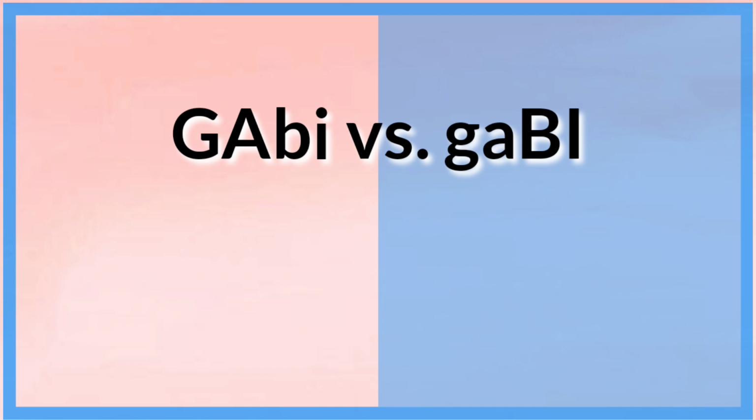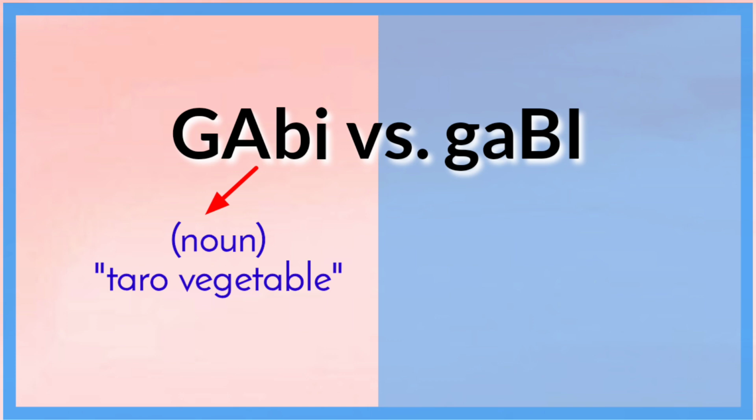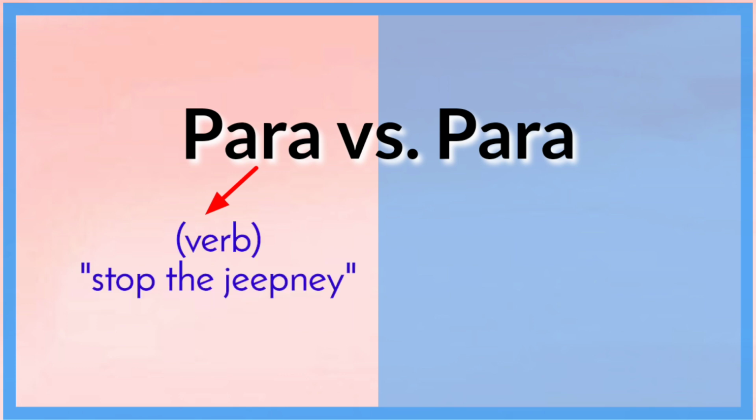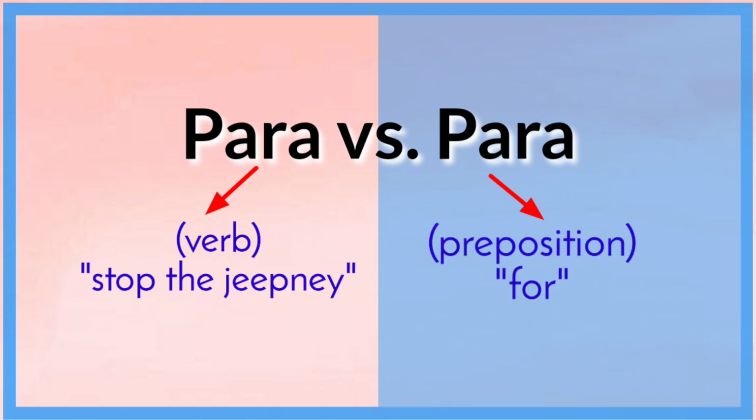Gabi versus gabi. Gabi is a noun, which is a vegetable named taro, while gabi is also a noun, means night. Para versus para. Para is a verb, means to stop the jeepney, while the other para is a preposition, which means for.